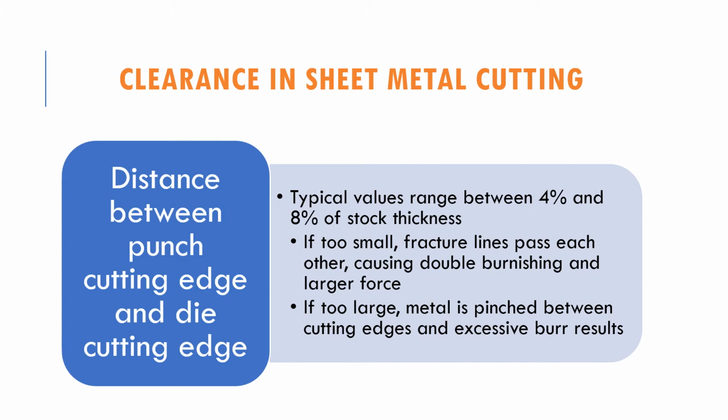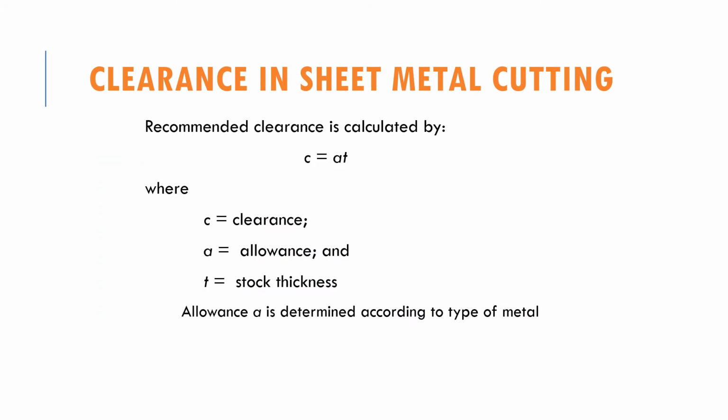they will cause excessive burr on the work part. Recommended clearance is usually calculated by using this equation, which is C equal to AT. C is the clearance itself, and A is the allowance. There is a certain allowance for each type of material. We're going to look at it in the next slide. And T is the stock thickness.